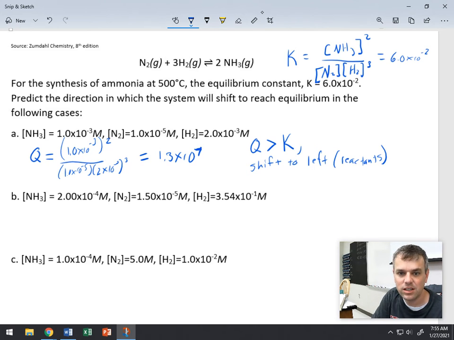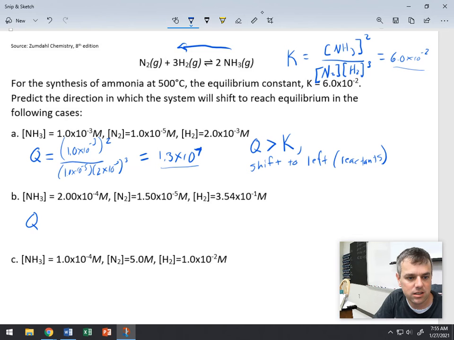In other words, this number right here is way larger than 6.0 times 10 to the minus 2. So we have too much of the stuff on the top of the fraction, the NH3. We have too little of the stuff on the bottom. So the reaction needs to run in the reverse direction to reach equilibrium. So let's take a look at part B.